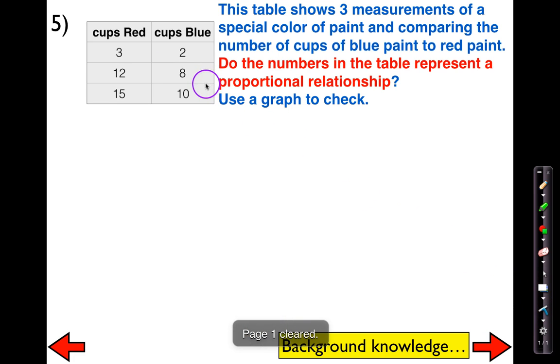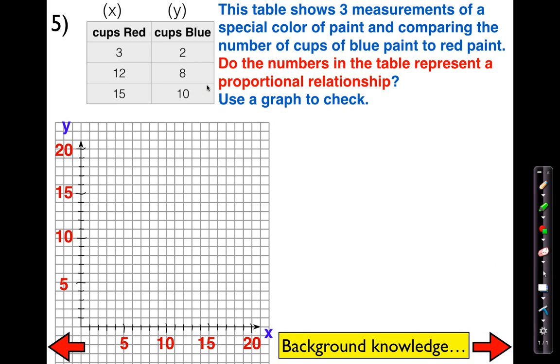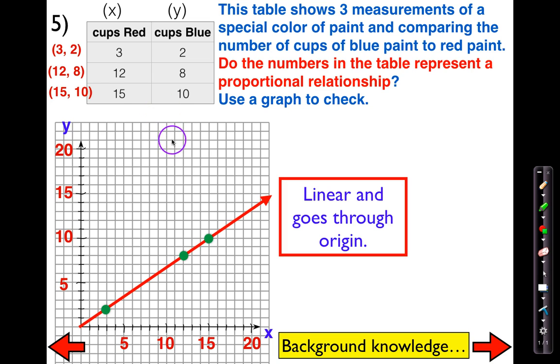Now, moving on to the next example. Here, same idea, except now your table is running vertical instead of horizontal. You would graph it just the same. Okay, it's linear, it goes through the origin. That tells me it's a proportional relationship. When I check my ratios, they should all be the same.